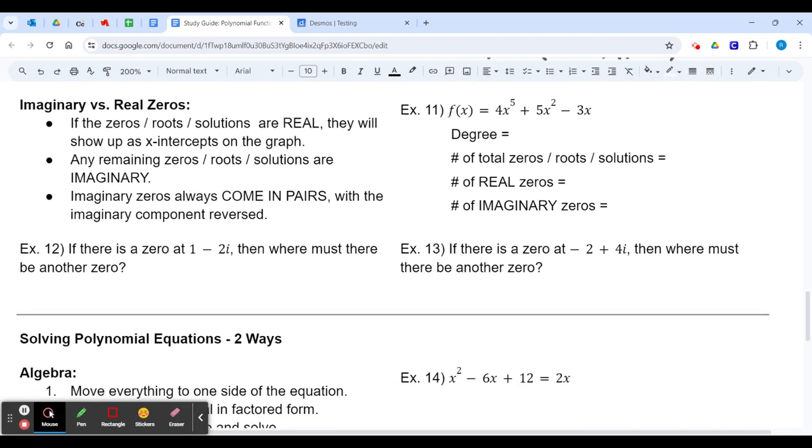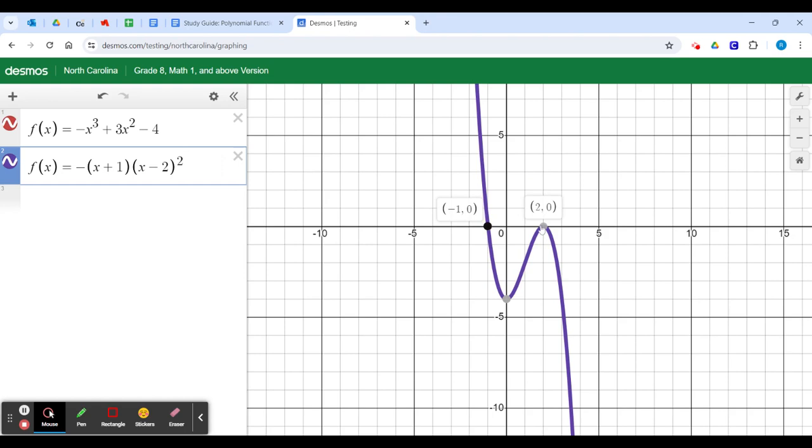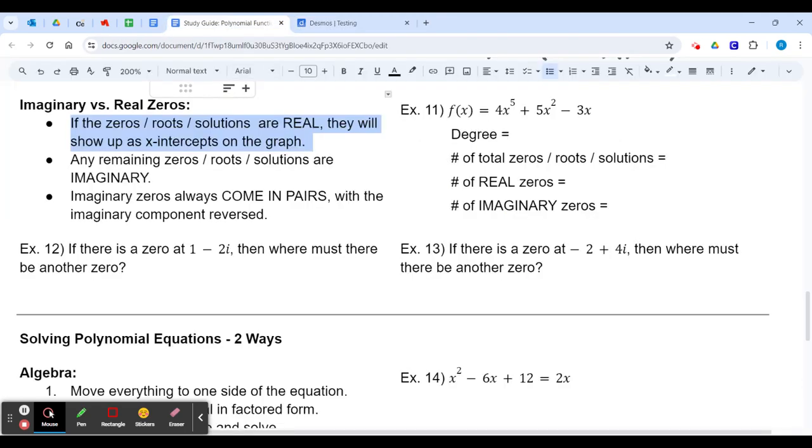Okay, moving on to this idea of imaginary versus real zeros. We talked about real zeros very briefly already. Three key concepts. If zeros, root solutions are real, they're going to show up as x-intercepts on our graph. So these instances here, those are real zeros. Anything that's remaining, those are going to be imaginary. All right, we can't see them. We just got to know how many to expect and then count. I'm going to ignore this last part until we finish example 11.